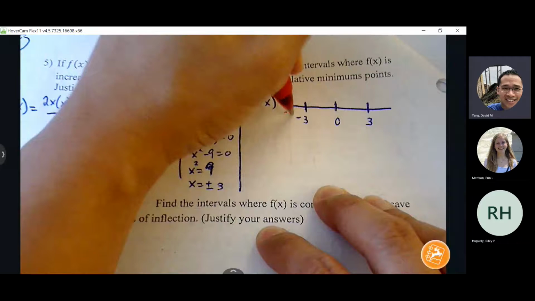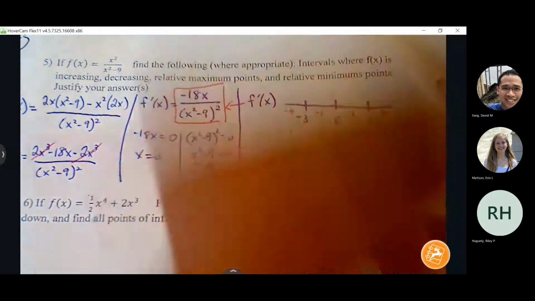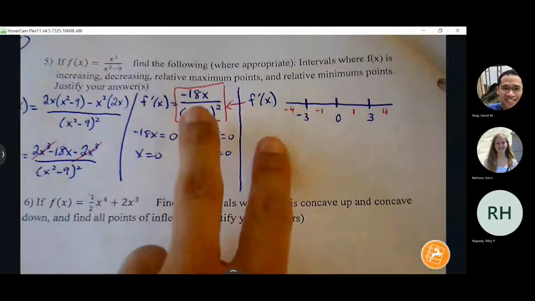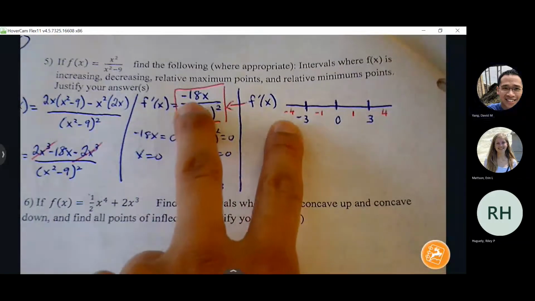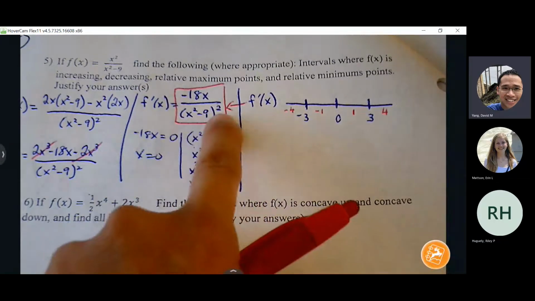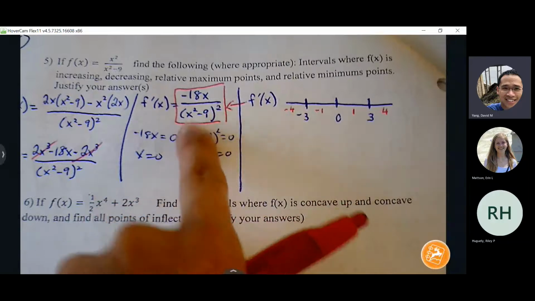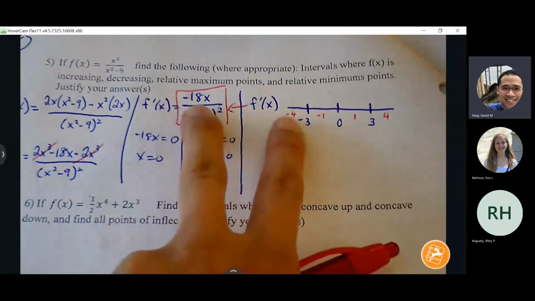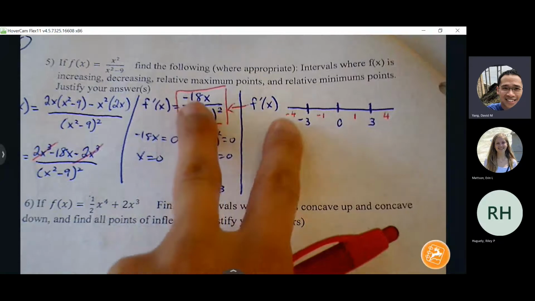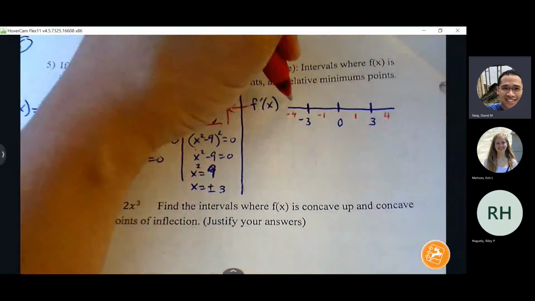Find some test points. Plug into the derivative: negative 18 times negative 4, that's positive. The denominator I'm going to ignore because it's squared, so that's nice because we know the denominator is always positive no matter what we do with it. So once we find the sign of the numerator, we have the sign of the whole fraction. So negative 18 times negative 4 is positive. Positive over positive.